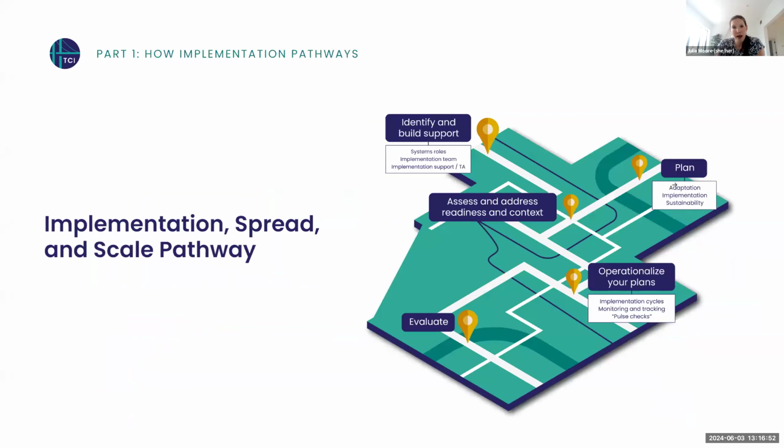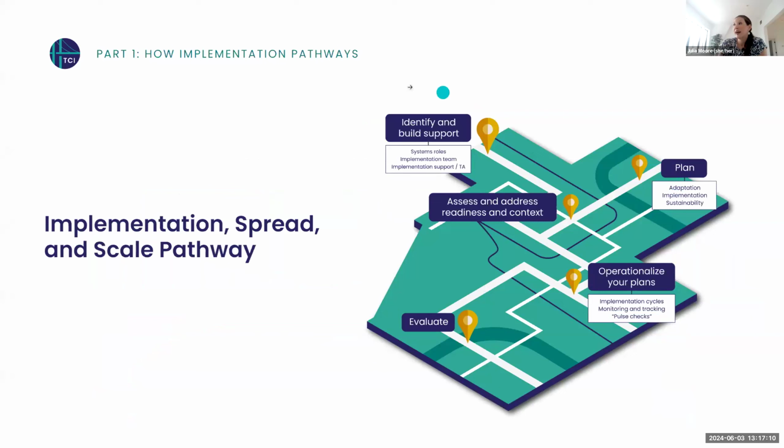Once people have used this pathway, then we get to the third pathway, which we call the implementation, spread, and scale pathway. This one is completely nonlinear, as you might notice, and that's because this phase of implementation is nonlinear. You can bounce all over the place, back and forth, constantly.